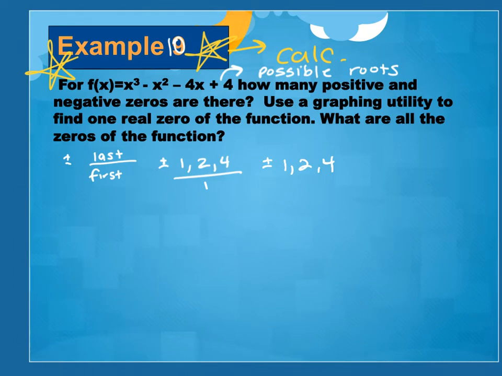Then it says how many positive and negative zeros are there? So I'm going to my original function and I'm counting the sign changes for the positive. So it starts positive, it goes to negative, that's 1. It stays negative, and then it switches to positive, that's another 1. Which means, how many positive roots are there? 2 or 0. Then I'm going to plug in a negative x.